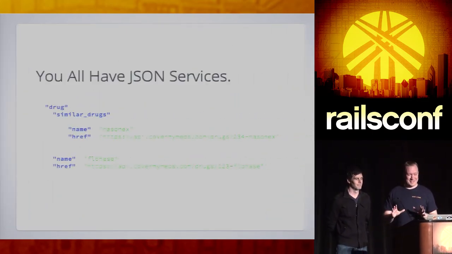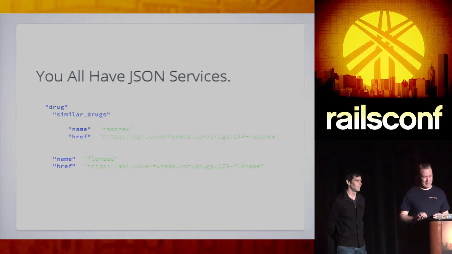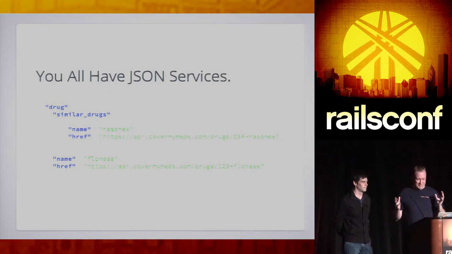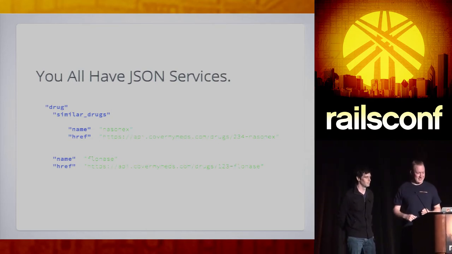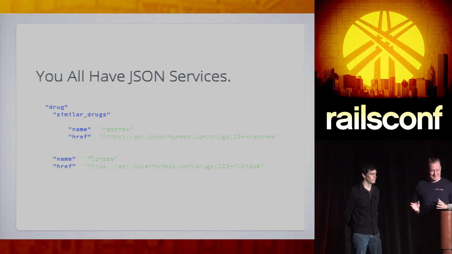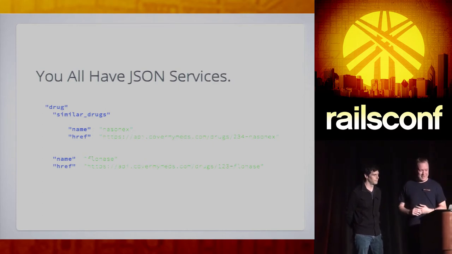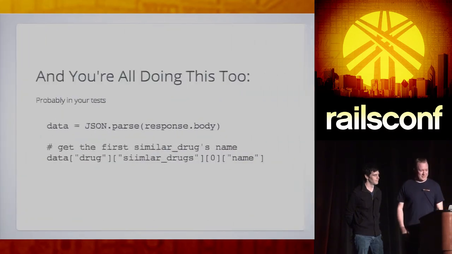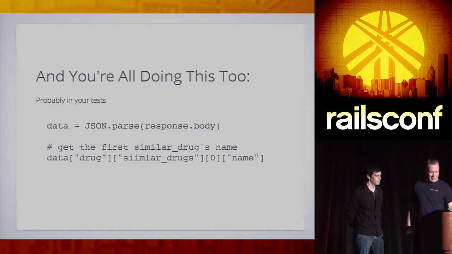All right, so you probably have JSON services. Actually, you all have JSON services. We know that. So here's a response from a JSON service. It's got drugs. There's a particular drug object. It's got some attributes, and similar drugs are embedded within. And you all do this to parse that data. You use JSON parse, and you index into it with square brackets into the hashes and arrays therein. Nothing can go wrong there, of course.